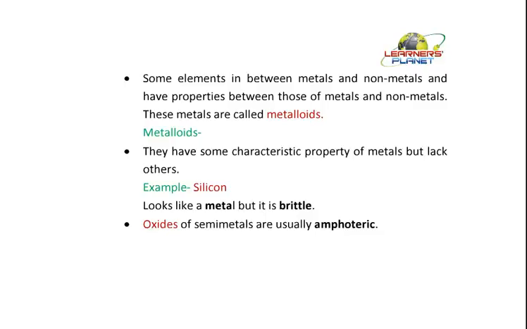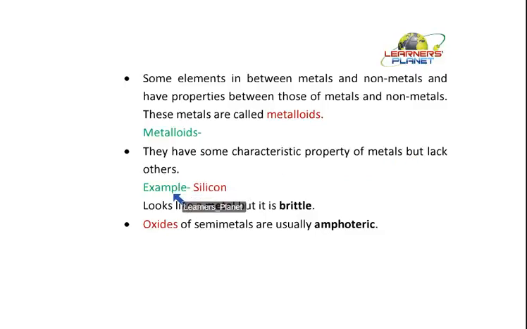Now students, there are some elements in between metals and non-metals, and they have properties between those of metals and non-metals. These elements are called metalloids. That is, they have both properties, the metallic as well as the non-metallic. So metalloids have some characteristic properties of metals, but they lack others.